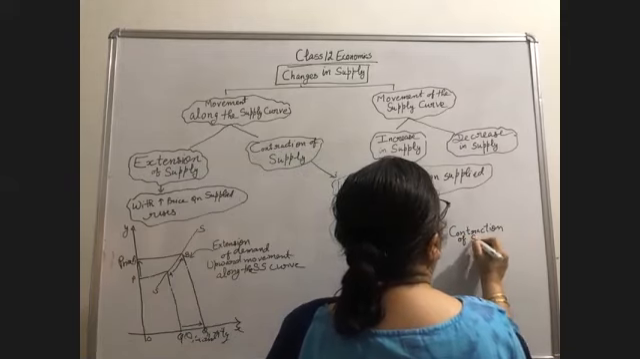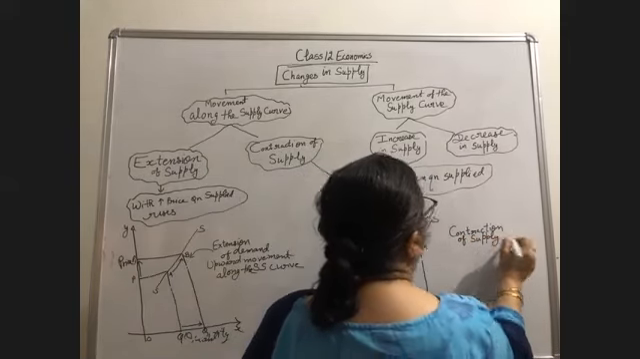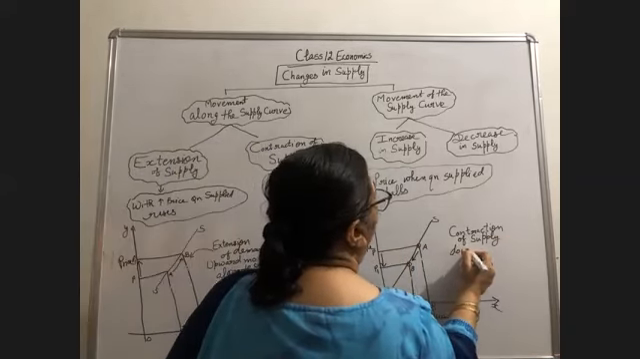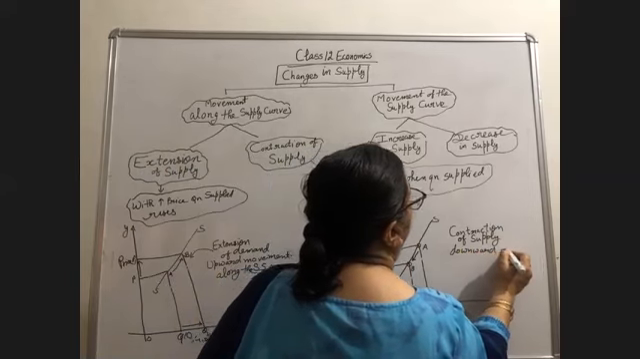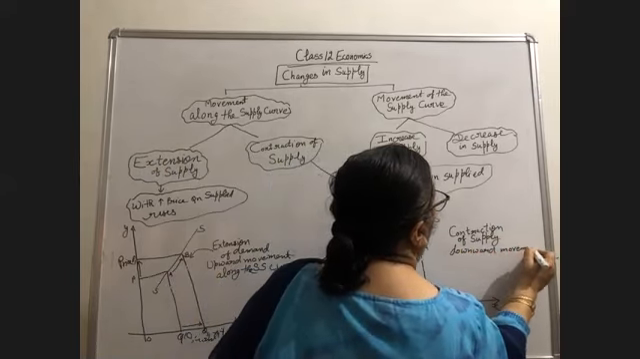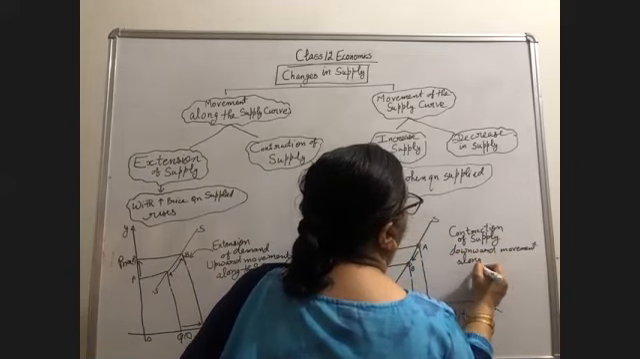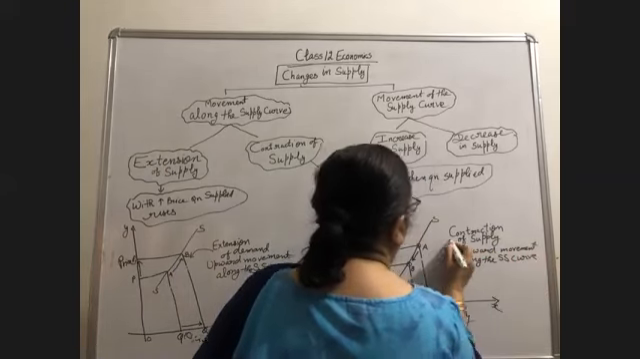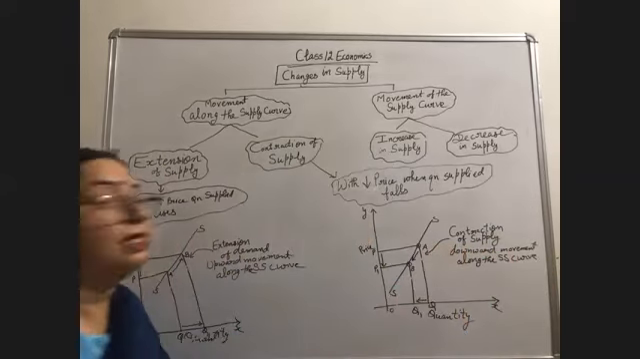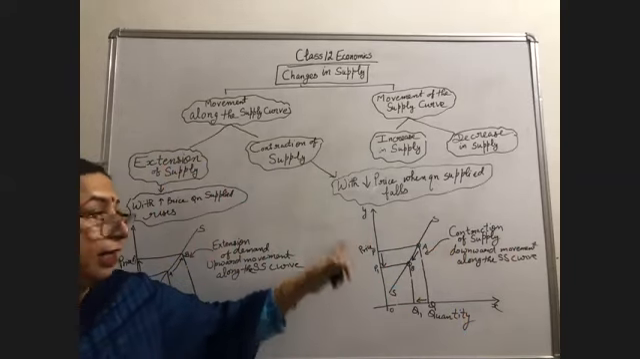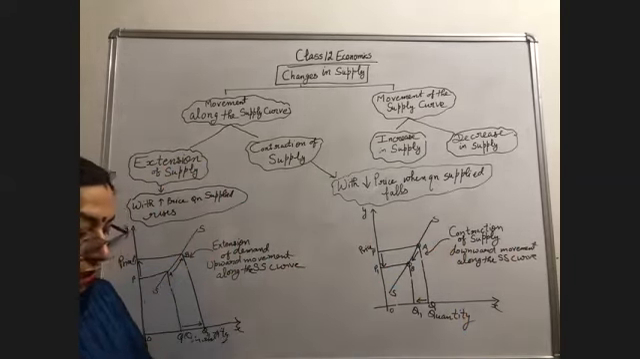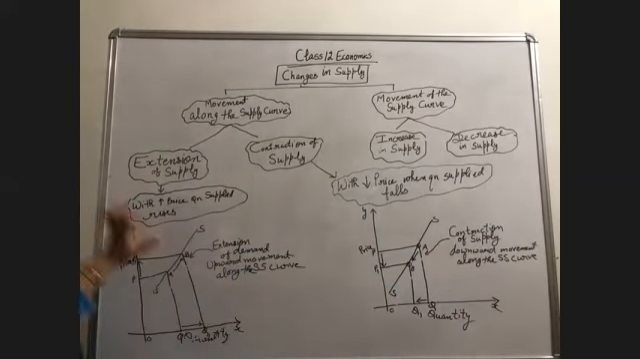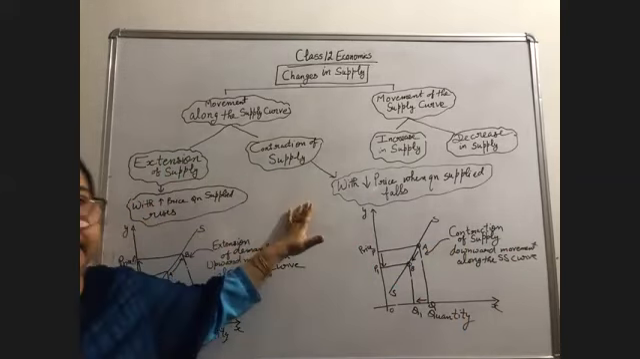Everyone is to draw these pictures. Practice is very important. Contraction of supply is a downward movement along the SS curve. Of course, I am using these symbols to denote the statements, definitions and the concept. Two concepts we have done just now. First is extension, second is contraction.